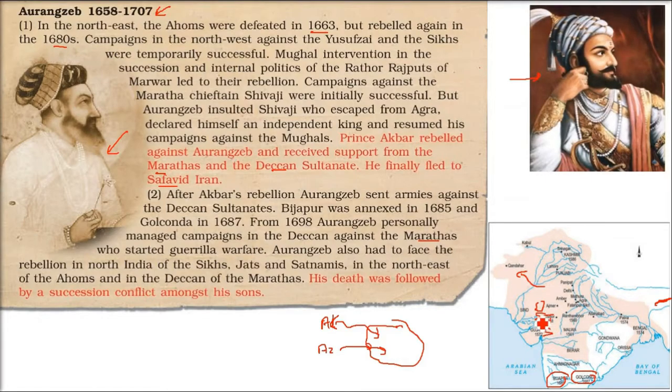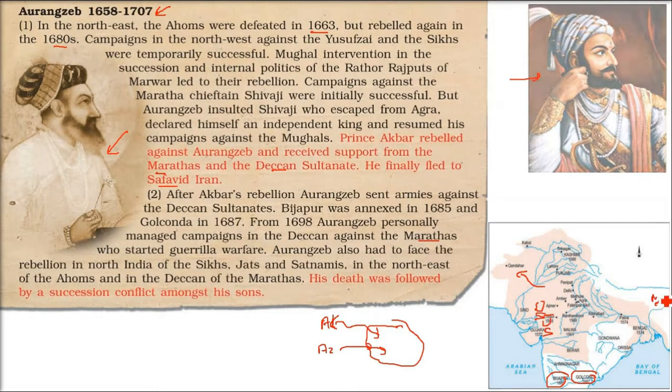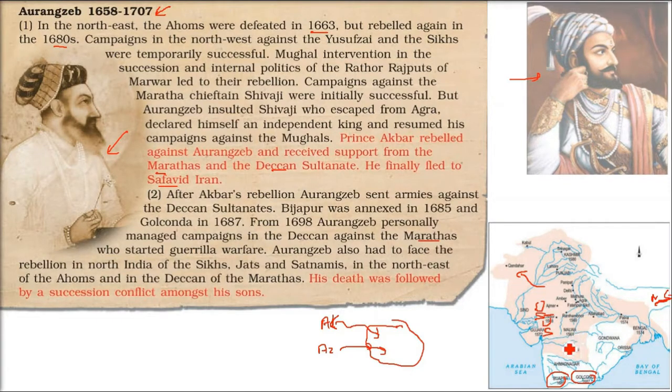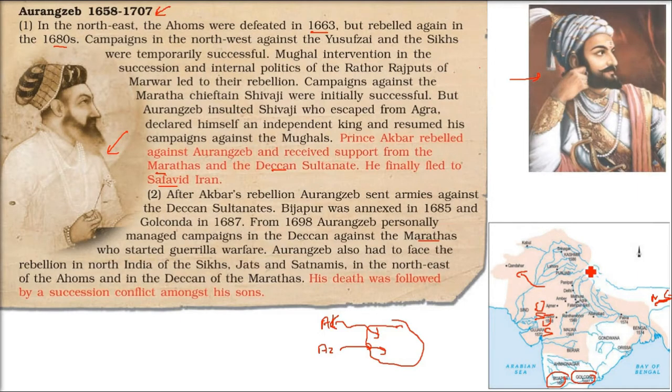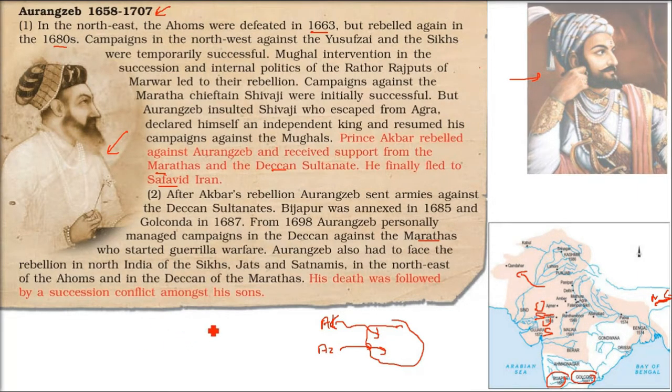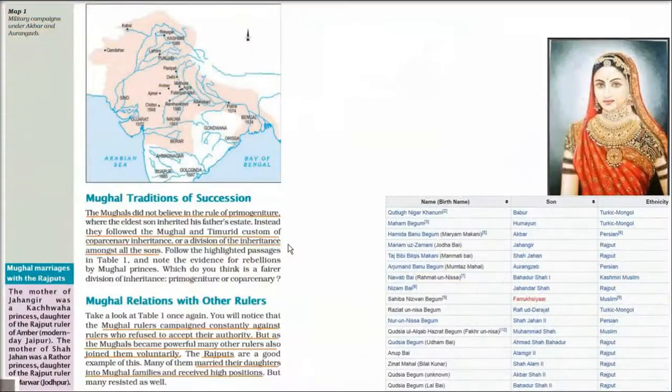So the Jats, Sikhs, Satnamis, the northeast Ahoms, the Marathas in the Deccan, they all were rebelling. And finally, at his death, there was conflict among his sons. That is how he was the last of the great Mughals.